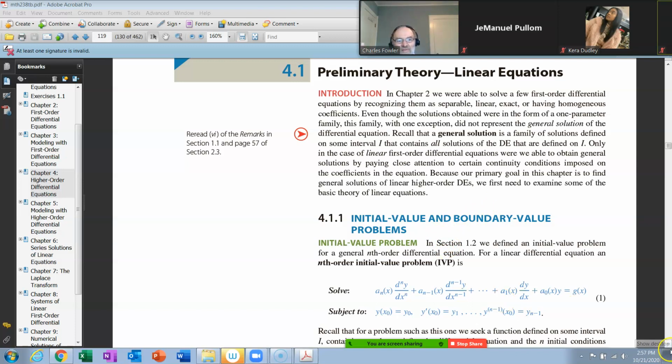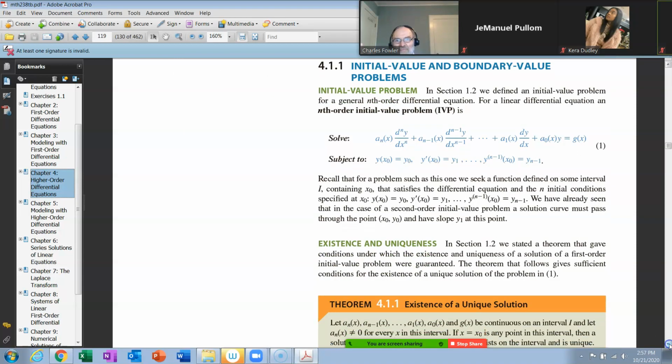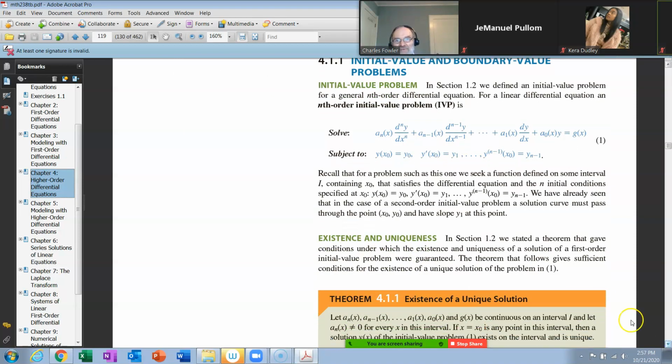We're going to start with a contrast between initial value problems, which we've done before, and boundary value problems, which we haven't done. This is going to be in the context of higher order differential equations. So here's the initial value problem that we run into. It's not a big problem, just something to keep in mind.